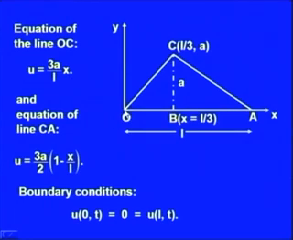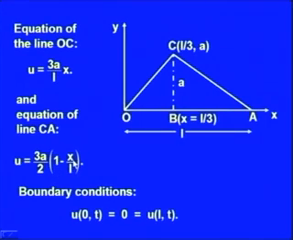At x equal to 0, we know that u is equal to 0, and at x equal to L by 3, we are given that the height of the triangle is A. So, u is equal to A at x equal to L by 3, and therefore, the equation of OC is u equal to 3A by L into x. Similarly, the equation of the line segment CA will be u equal to 3A by 2 into 1 minus x by L.